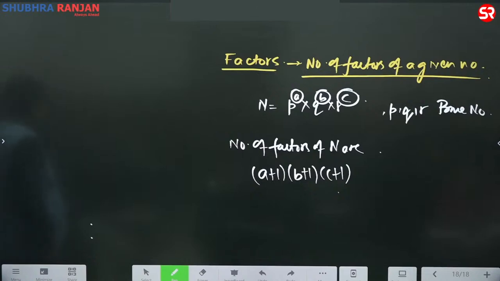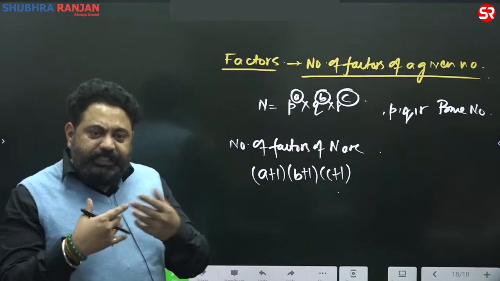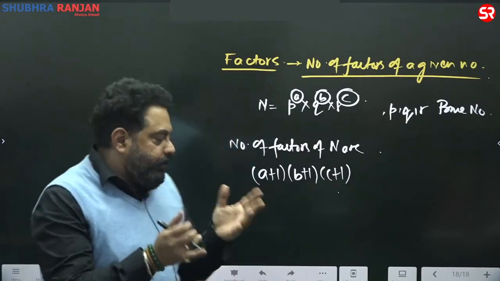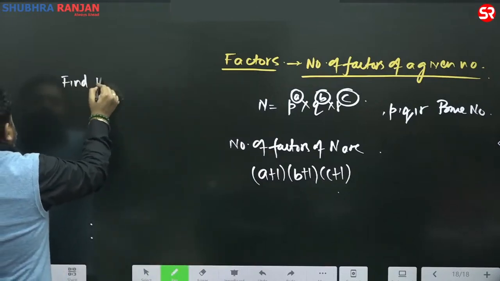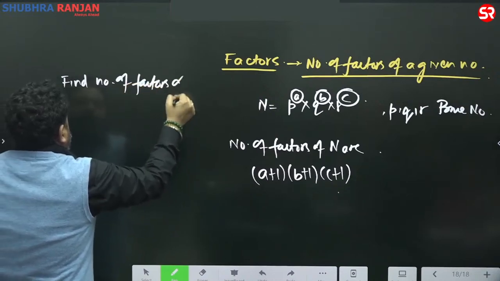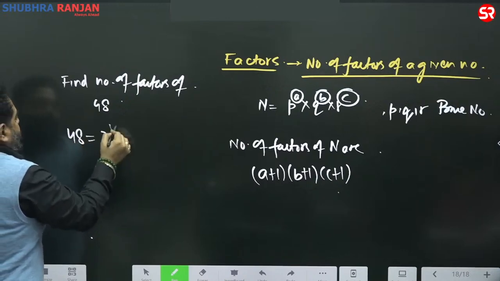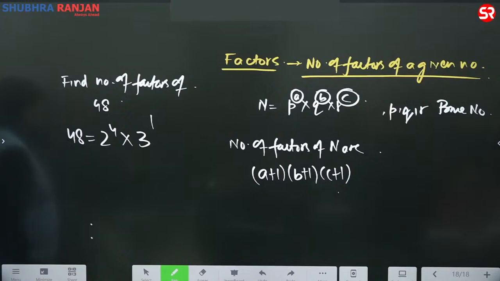Clear? So which means if I ask you a question, find the number of factors of a given number, all you need to do is factorize the given number. For example, I say find the number of factors of 48. Now I know what 48 is. 48 is 2 to the power 4 into 3 to the power 1.